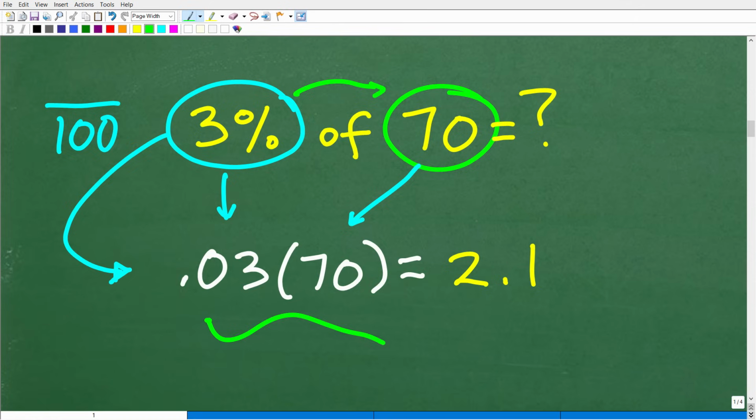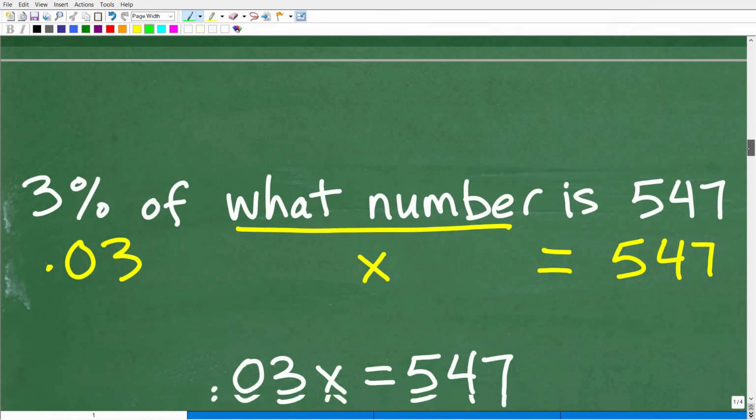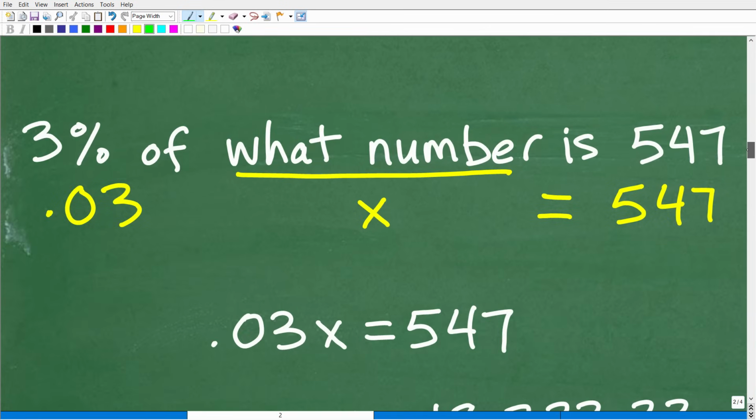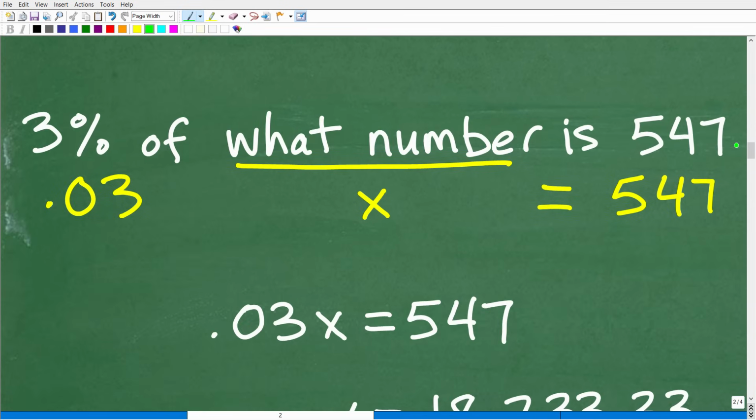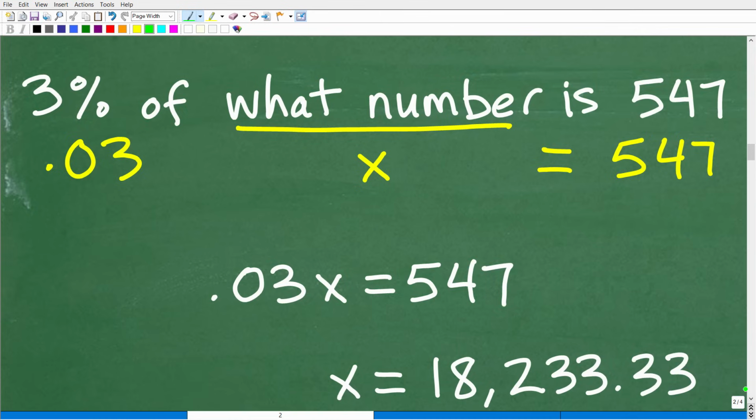And if you can remember this process or this model, we can apply it to this problem right here, and we're going to use some basic algebra. I love solving percent problems using algebra. It's just so easy. Let me show you what I'm talking about. And again, if you solve this problem using a different technique, that's perfectly fine as long as you are not guessing. All right, now let's look at this sentence. 3% of what number is 547?